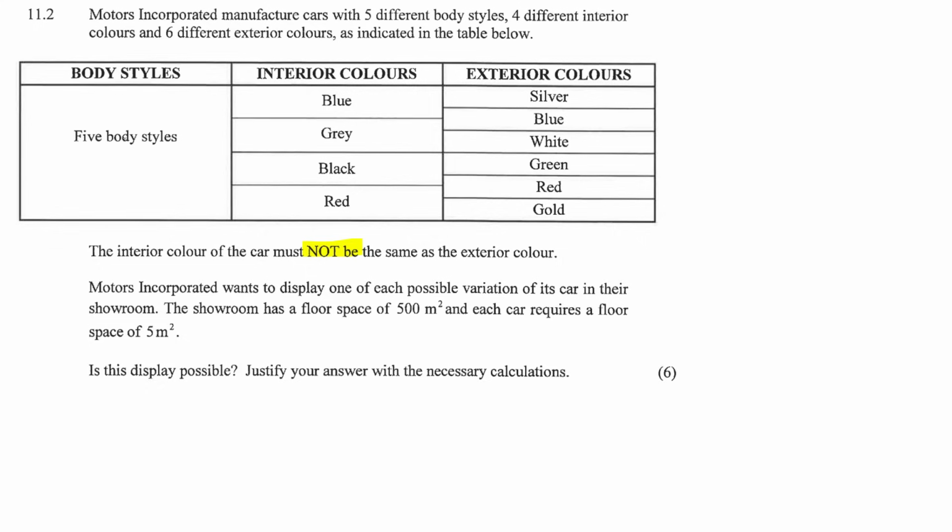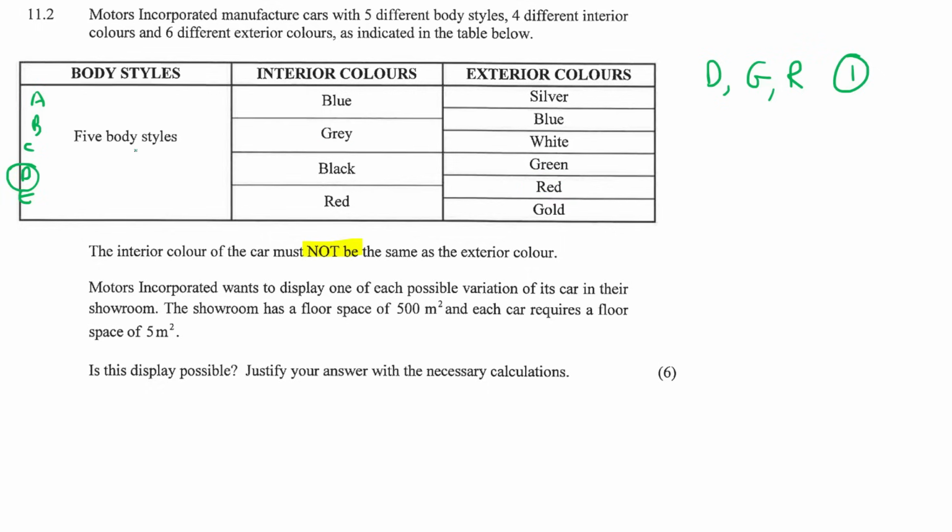Okay, so for example, there's 5 different body styles. So let's call them A, B, C, D, and E. So you could, for example, buy a car that has a D body style, a gray interior, and a red exterior. That is one type of car. They want to know how many different car variations you could get.